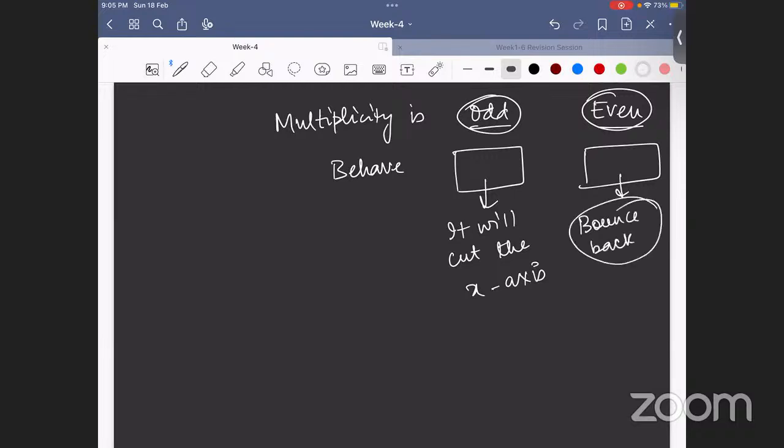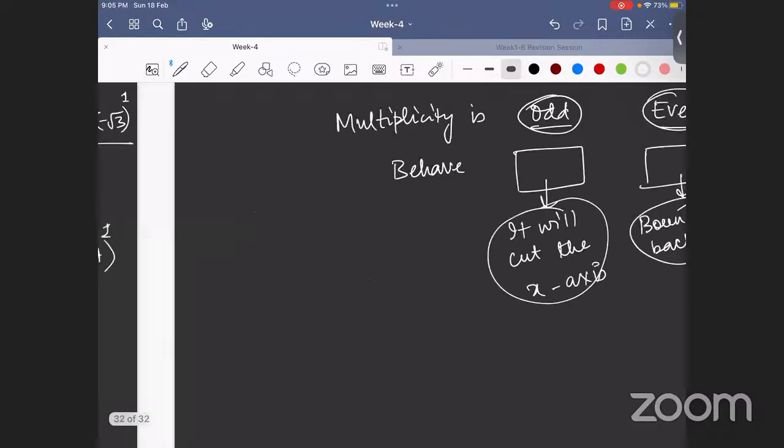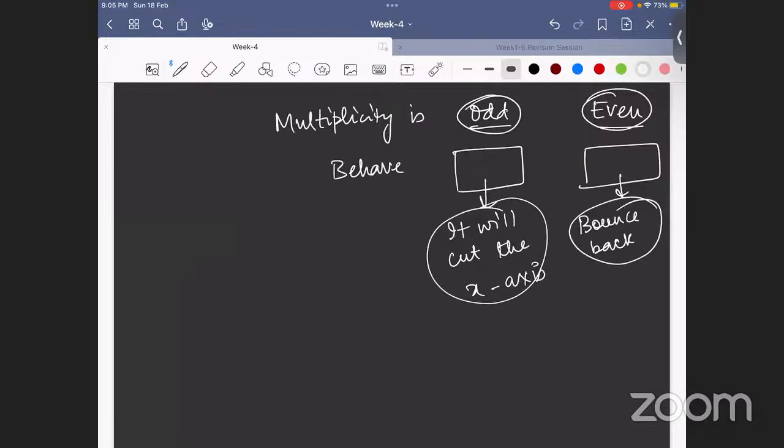Okay, if we are not able to understand this, we'll discuss it with the plot. Let's come to the plot now. So till now I have discussed two concepts: the multiplicity for any polynomial. If you are able to calculate the roots, for each and every root you can just mention the multiplicity. If the multiplicity or the repetition of the root is an odd number, you can just think, okay, it will cut the x-axis. And if it is an even number, you can just think it is bouncing back.